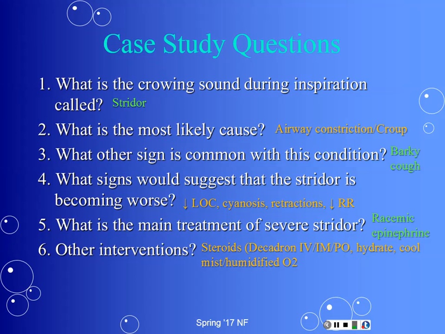Keep them hydrated if they can drink. Like we talked about, cool mist and humidified oxygen. If they are breathing at a respiratory rate of higher than 60, you don't want them trying to drink, okay? They're at risk for aspiration. It's like walking and chewing gum. You don't want to do that.